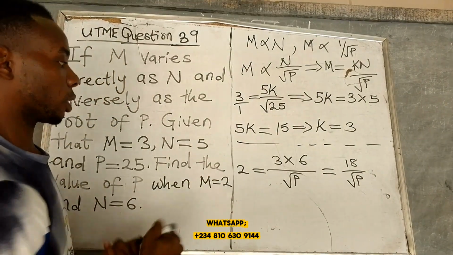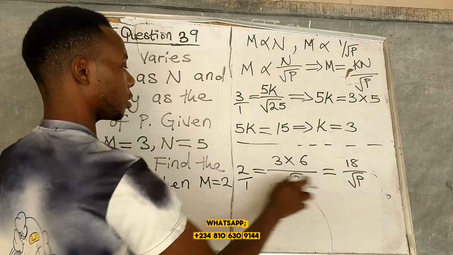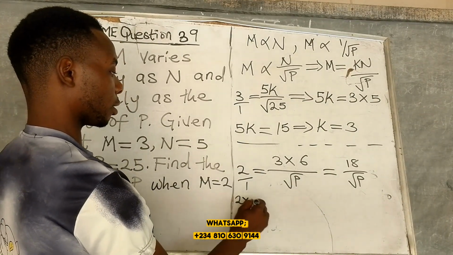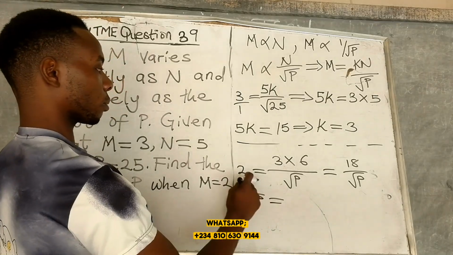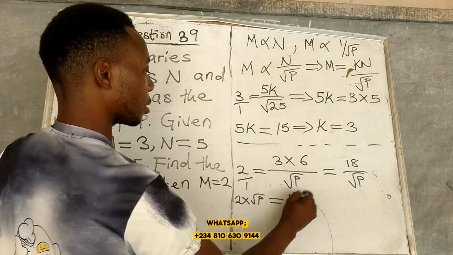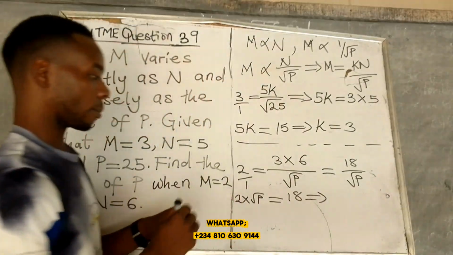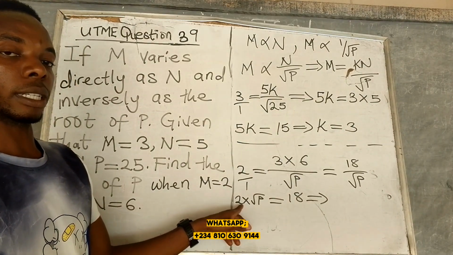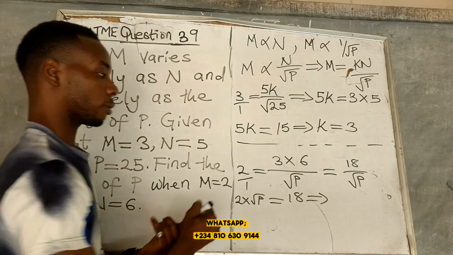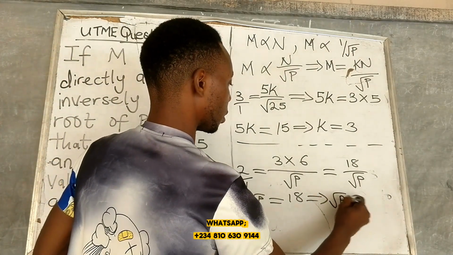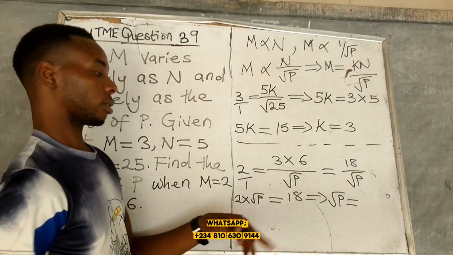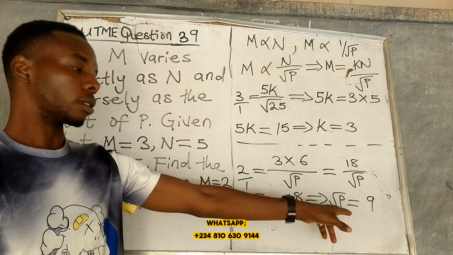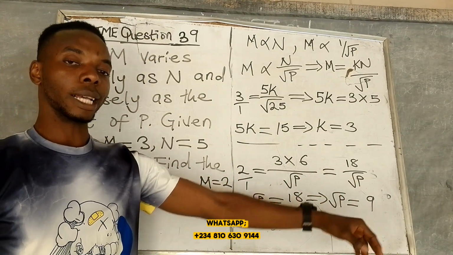So when we use the cross multiplication method, the root of p will multiply this 2, right? So we have 2 times the root of p is equal to 1 multiplied by 18, which is 18. This implies that we divide both sides by 2, because we want to eliminate this 2 in the left hand side. What you are left with is root of p equal to 18 divided by 2. 18 divided by 2 is 9. So root of p is equal to 9.